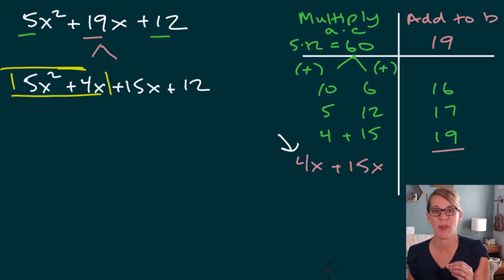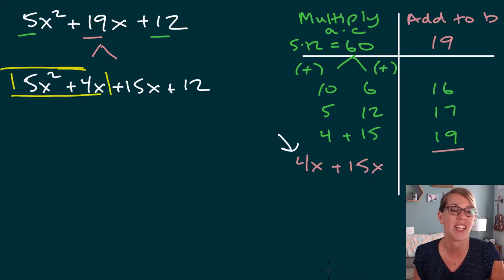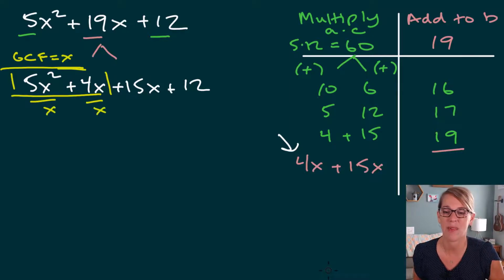Here comes the first pair. I want to know what goes into 5x squared and 4x. I'm just looking at the yellow terms, and that GCF is equal to x. So I'm going to divide both sides here by x, and that's going to allow me to pull the x right out in front. As I divide 5x squared by x, I get 5x. 4x divided by x is a 4, in parentheses.